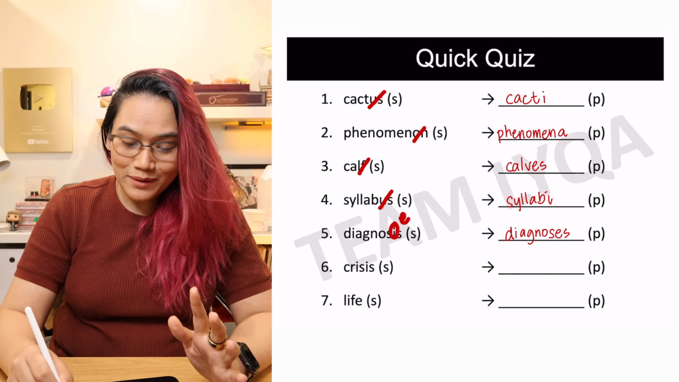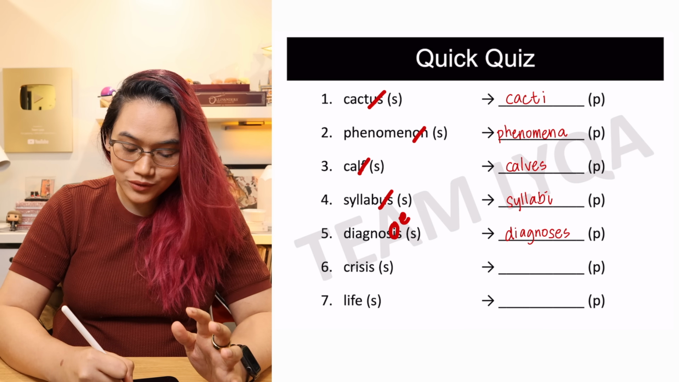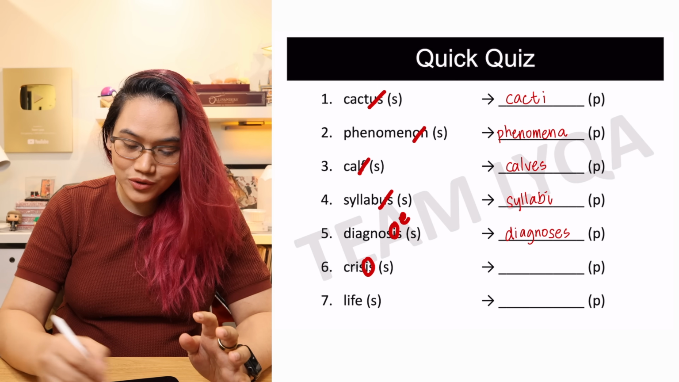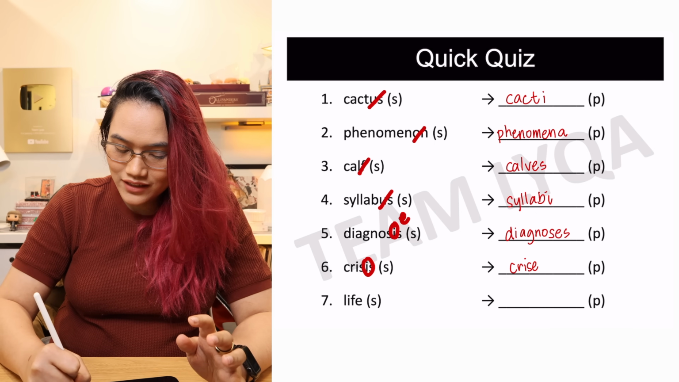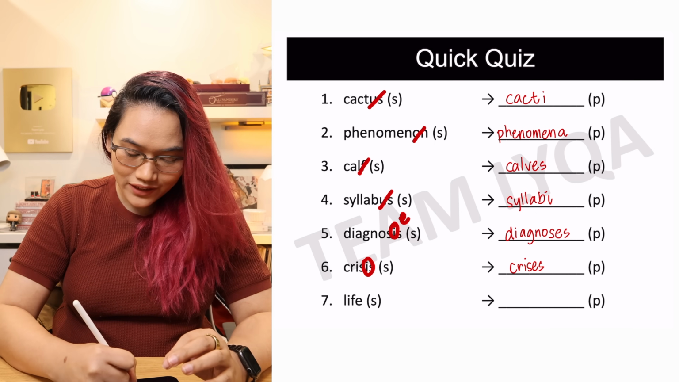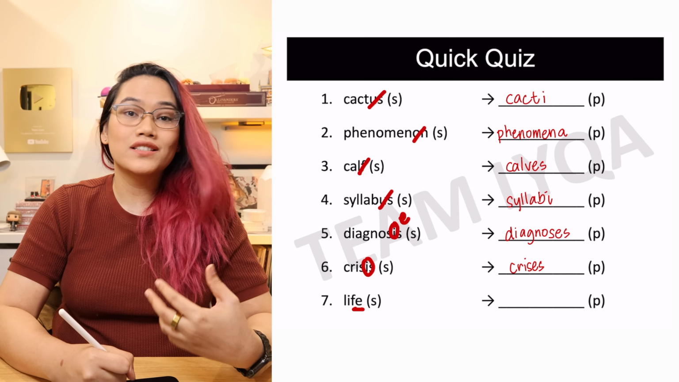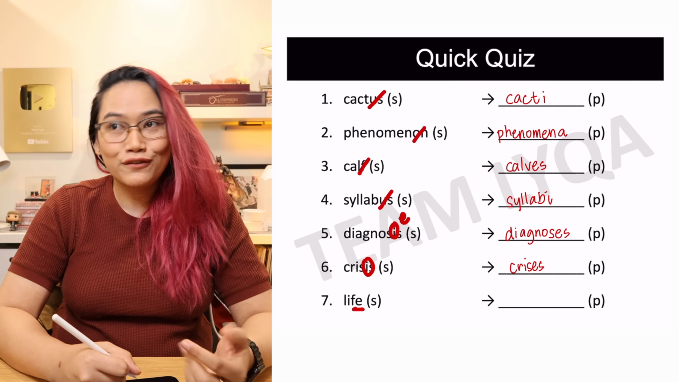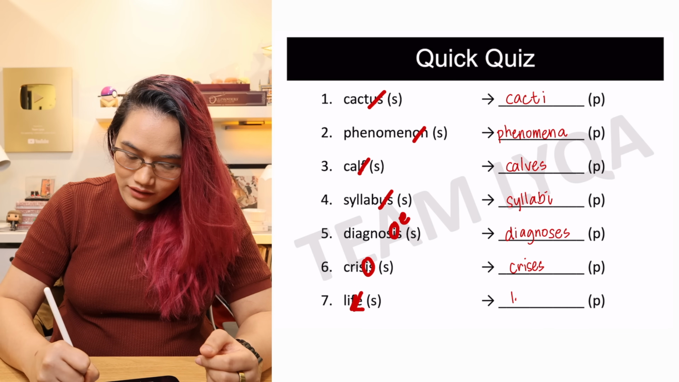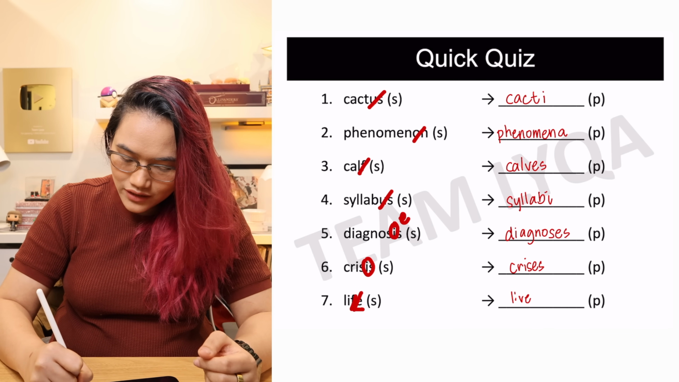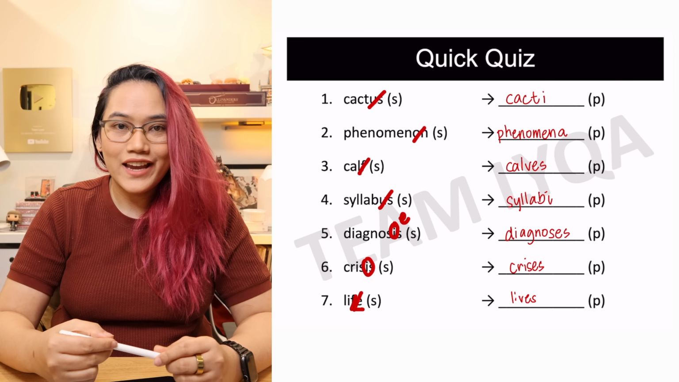Crisis is one of our examples. And if you paid attention, you would know that the correct answer is crises. Next is life. It ends with an FE that we pronounce as an F. Life. Hindi naman lifey. We're going to take out yung F and E. And we are going to add VES for lives.